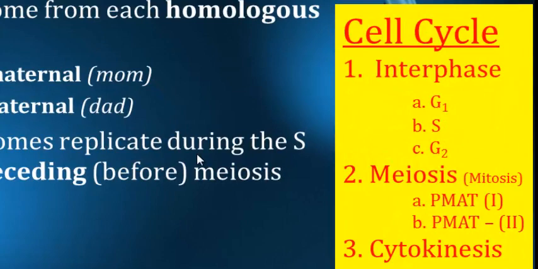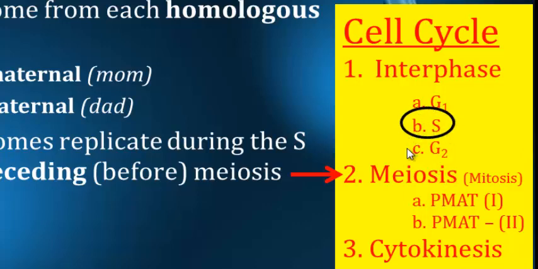So let's look back to the cell cycle. That's referring to the S phase. So the cell cycle, remember, has three main parts: interphase, which takes up about 3/4 of the cycle, and then specifically as G1, S, and G2. And then meiosis, but when we looked at the cell cycle, that was for mitosis, but still the same on the cell cycle. Meiosis will go through PMAT1 and PMAT2, and then finally cytokinesis.